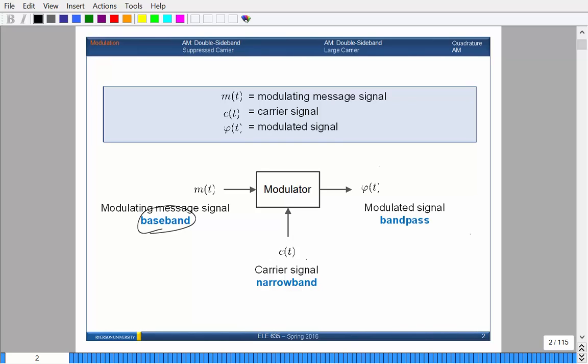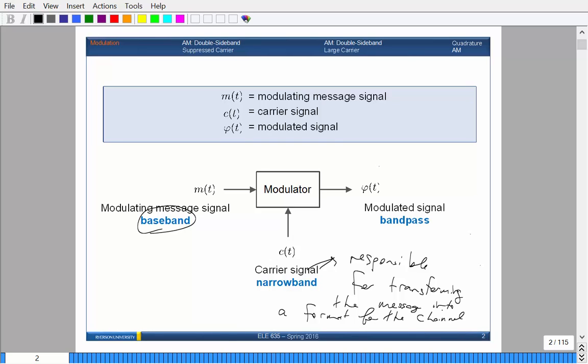And then you have a carrier signal. The responsibility of the carrier signal is to transform your baseband signal in such a way that would be suitable for the channel to accept, so you can actually transmit the signal over the actual channel. The carrier signal is responsible for transforming the message into a format for the channel to accept. Okay, so that's the goal of the carrier, all right? And then the output is what's known as a modulated signal.